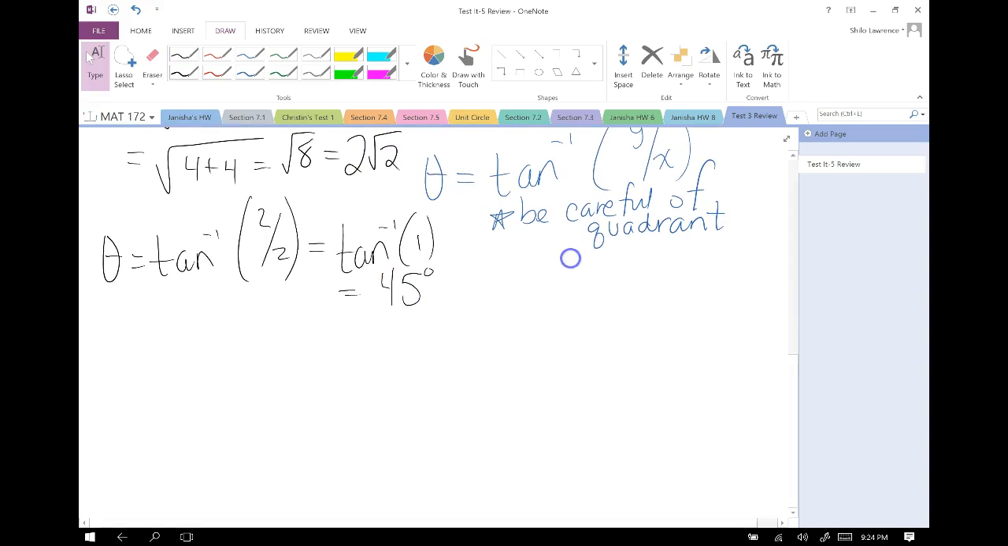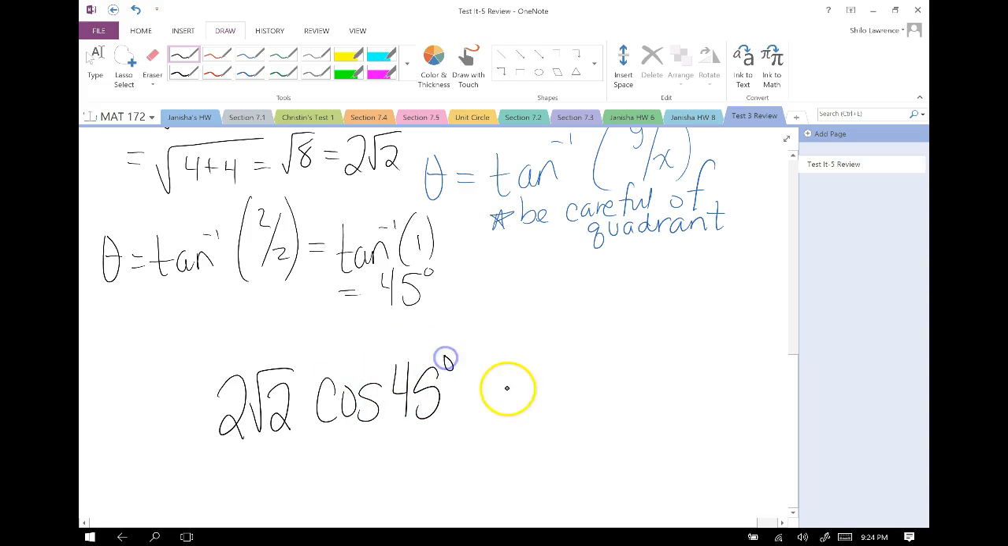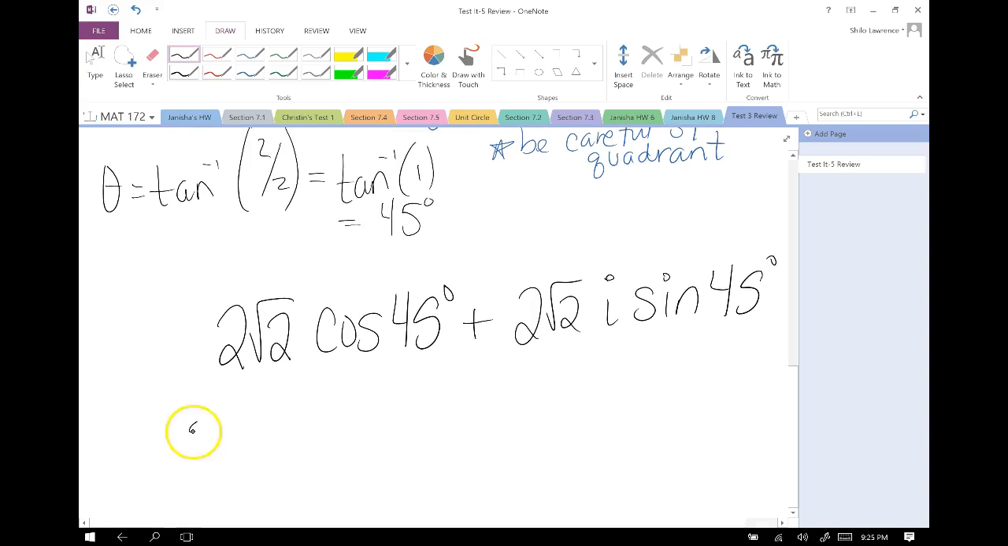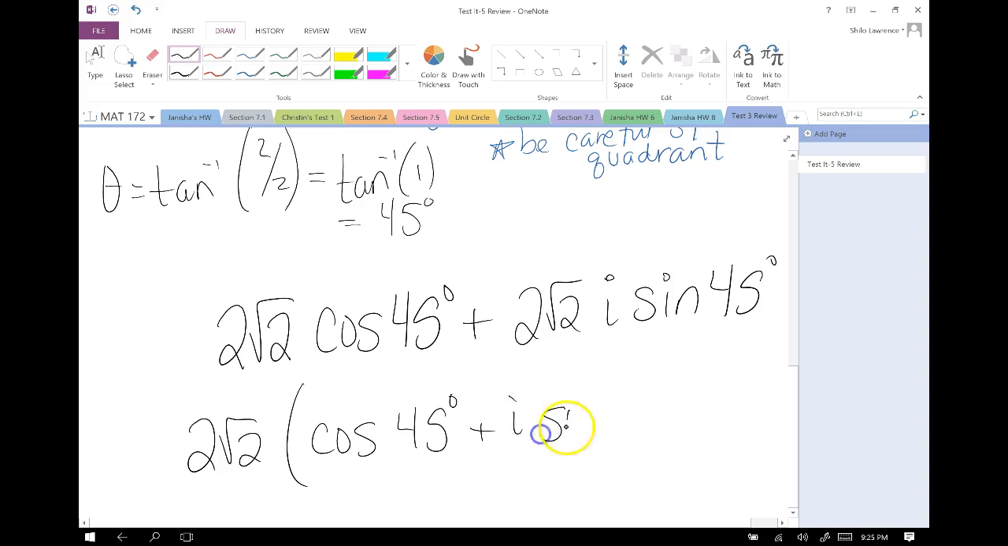So the trigonometric notation is 2 root 2 cosine 45 plus 2 root 2 i sine 45. Now, where you put the i doesn't really matter as long as it's part of the second term. And I've also sometimes seen the 2 root 2 not distributed. So you might say 2 root 2 times cosine 45 plus i sine 45. Both terms will always have 2 root 2 in them.